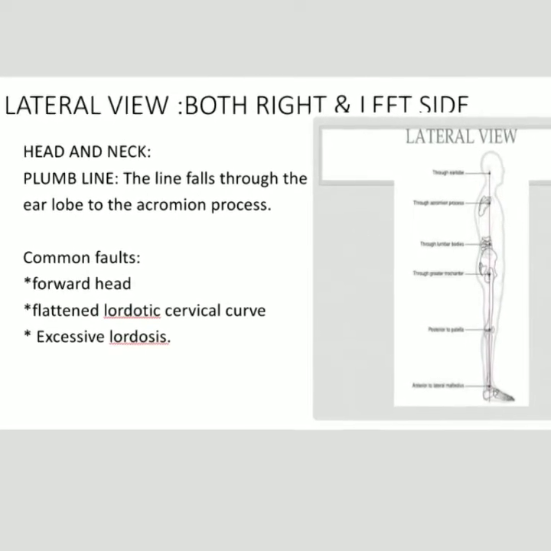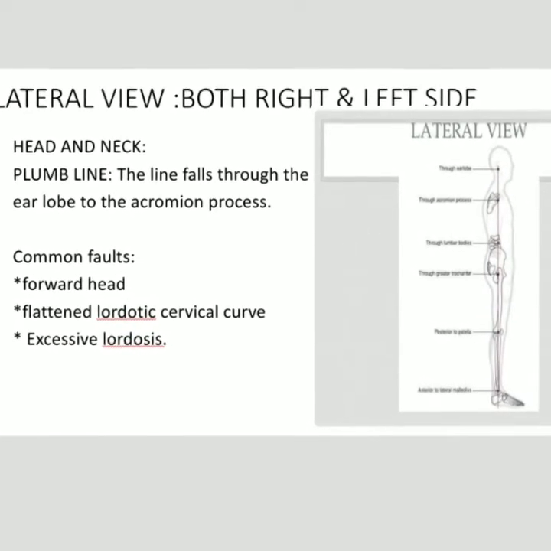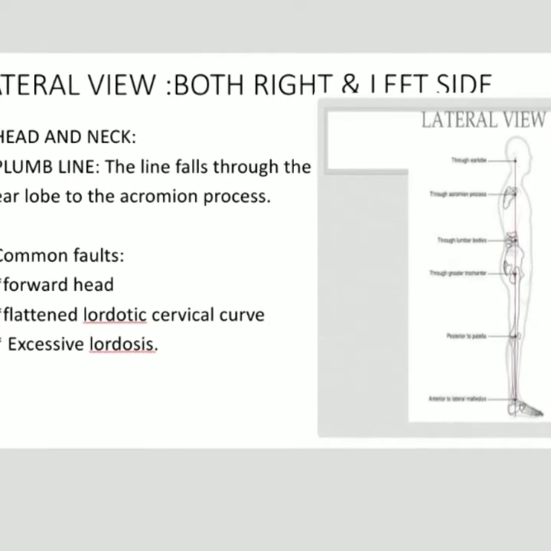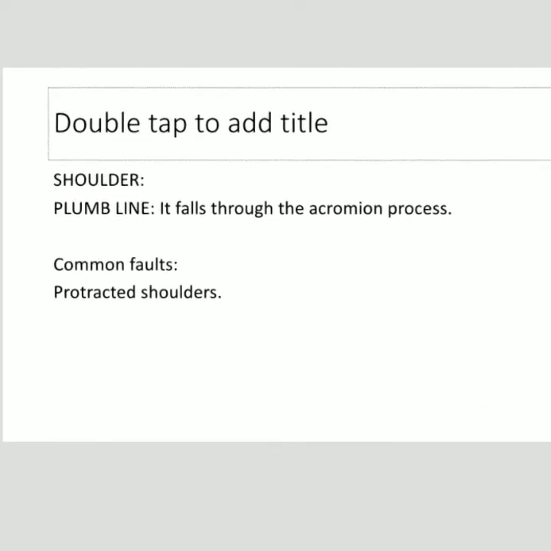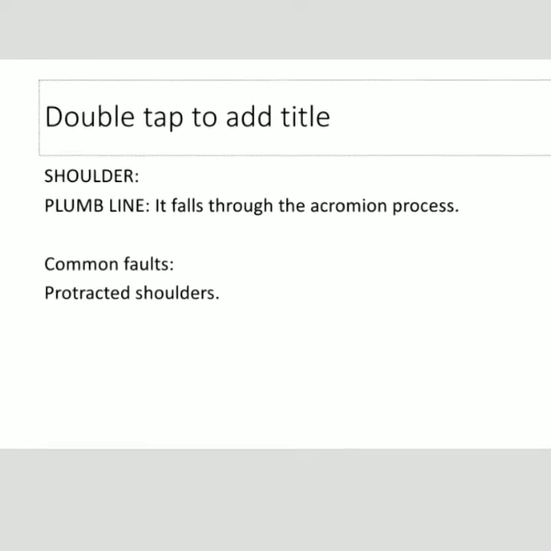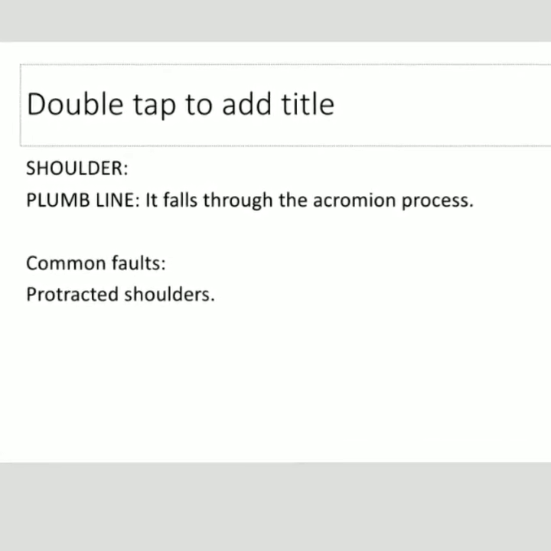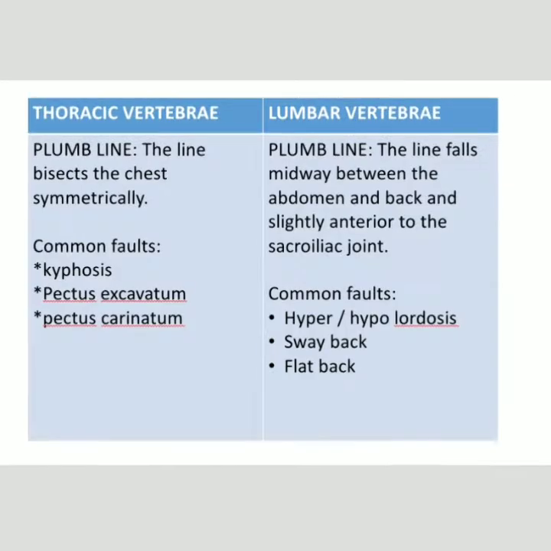Here the plumb line falls through the earlobe to the acromion process. Common faults are head forward posture, flattened cervical curve and excessive lordosis. For shoulder, it falls to the acromion process. You can see retracted or protracted shoulders.